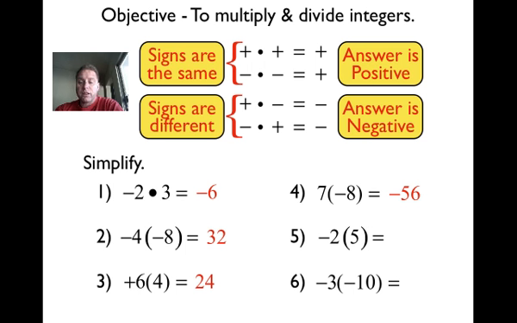Number 5, -2 times 5. Signs are different. That gives us a -10. Number 6, -3 times -10. Signs are the same. That means our answer will be positive, so we'll get positive 30. If you have questions on why one answer was the way it was, then feel free to write those down and ask me on Edmodo, or you can ask me in class.